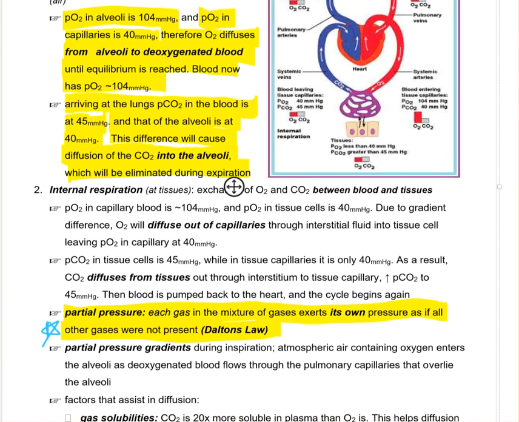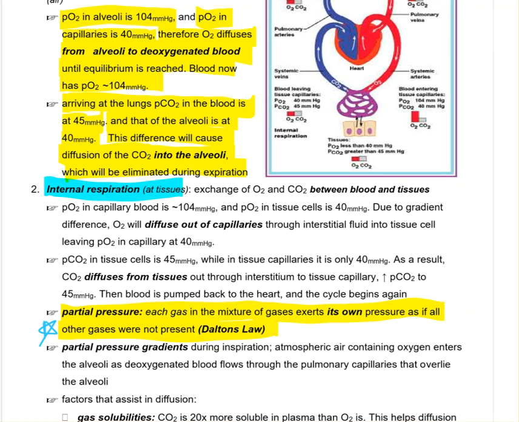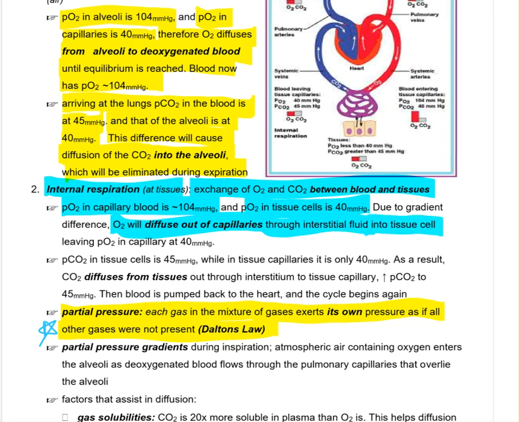All right, so let's underline a couple things there and make sure we understand it. Internal respiration occurs at the tissues. Let's do it in a different color. We'll do it in blue. This is the exchange of CO2 and O2 at the tissues, between the blood and tissues. So capillary blood is 104. Tissue cells is only 40. That means oxygen will diffuse out of the capillaries through the interstitial fluid into tissue cells, leaving the oxygen in the capillary till it gets to about 40, till it equalizes.